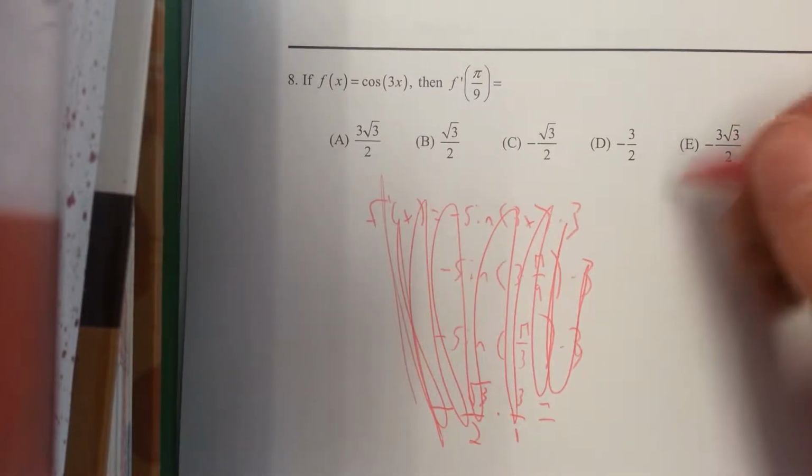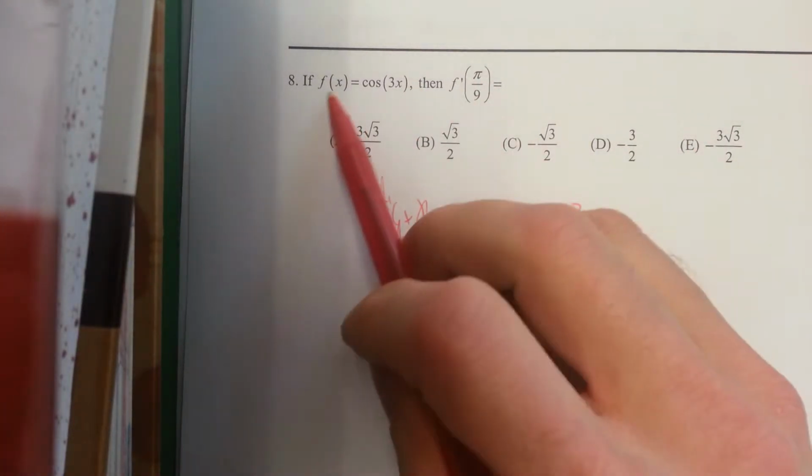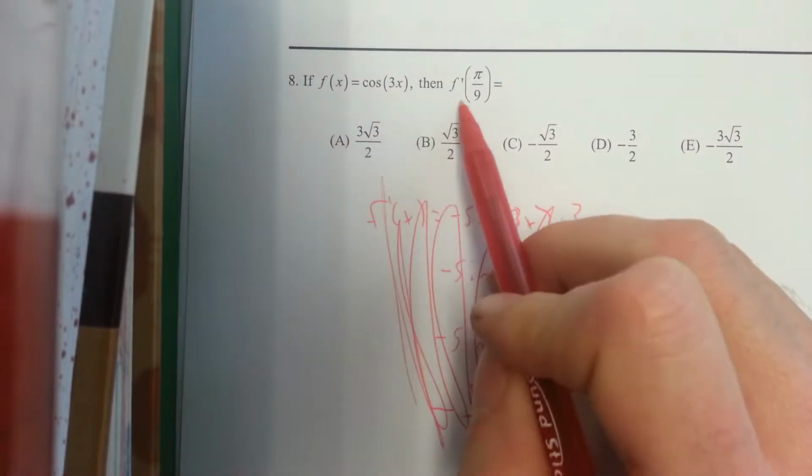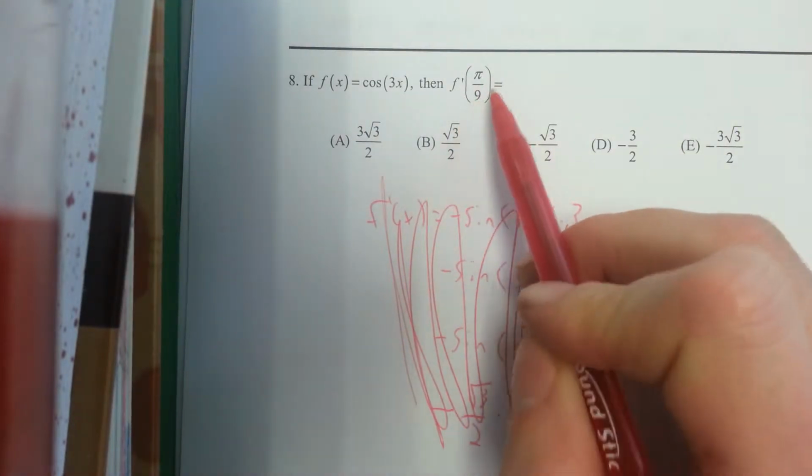Take 2, because I positioned the paper so that you couldn't see it. So here we go. f(x) equals cosine of 3x. f prime of pi over 9. That looks like a disaster. Well, let's see what's going to happen.